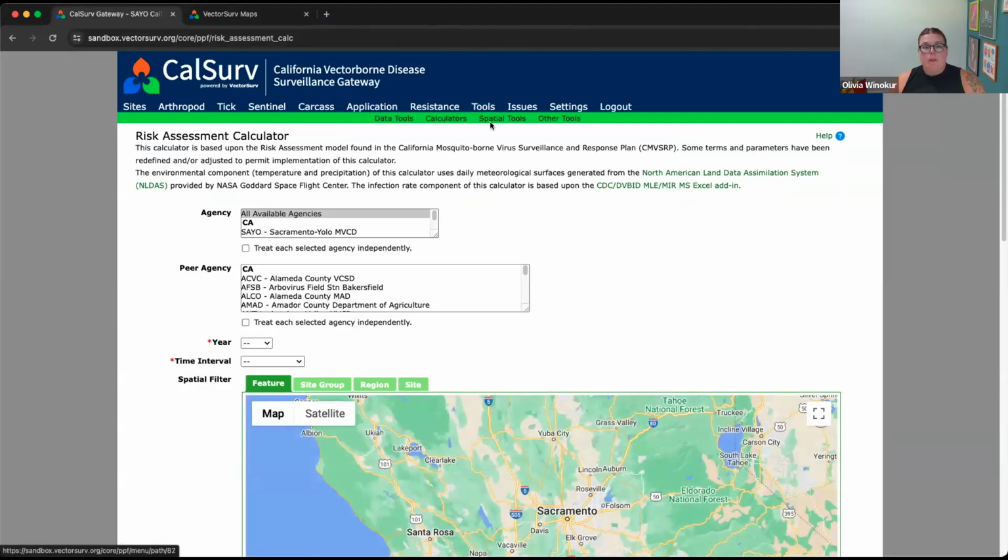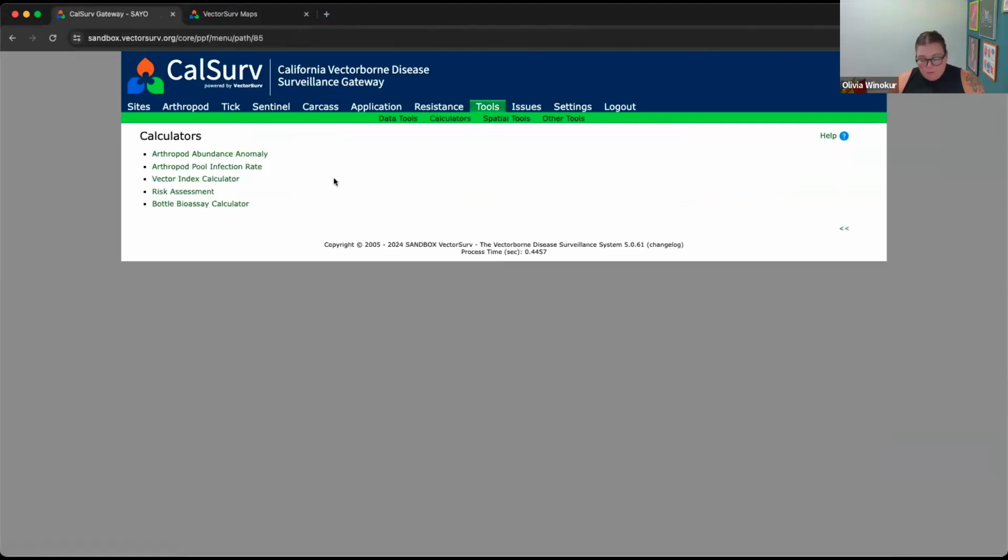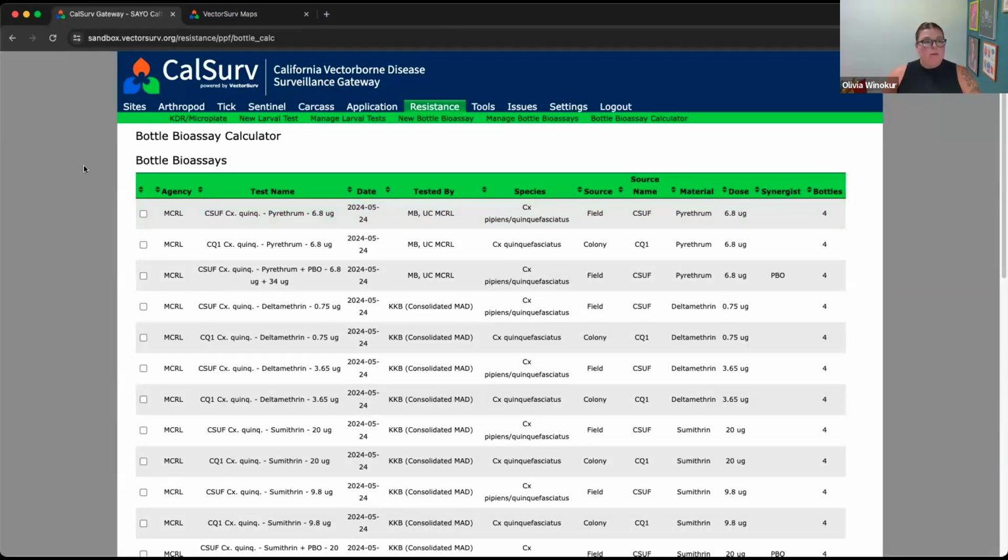Okay, so the last tool that we're going to go over today, I know that this is a lot of tools, but the last one we're going to go over today is the bottle bioassay calculator. We all know that insecticide resistance is a major issue that we are combating and overcoming. And so we have a resistance module in the gateway and a bottle bioassay calculator, which basically, if you're doing bottle bioassays, it will create the charts for you based on the information that you put in.